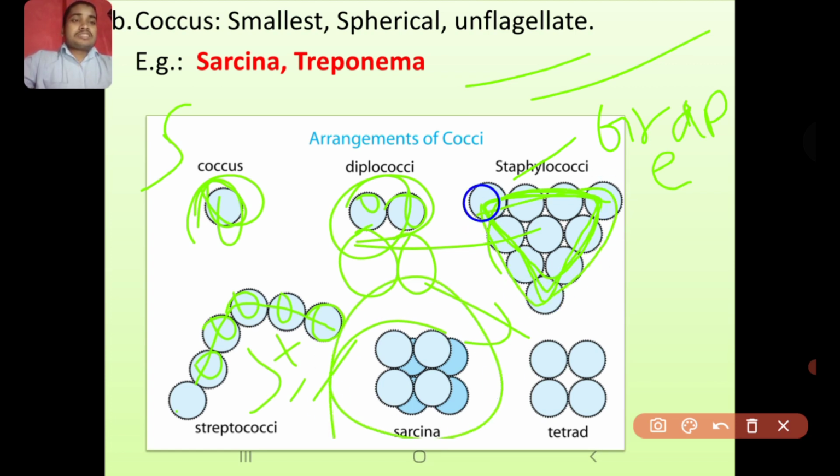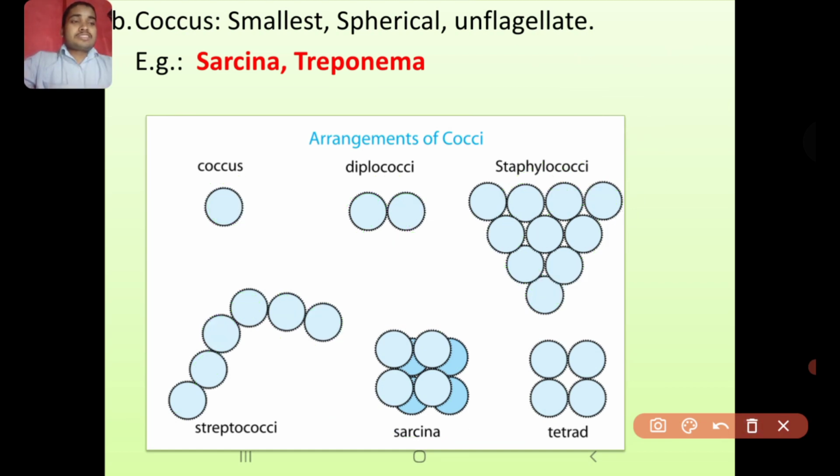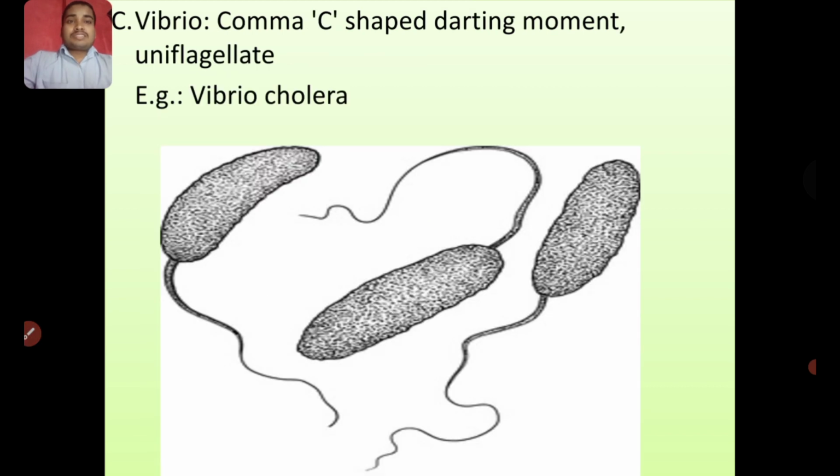This is just to remember the structure, and hope this picture is self-clear to explain everything about that. Well, so up to now we have dealt with Bacillus and Coccus.